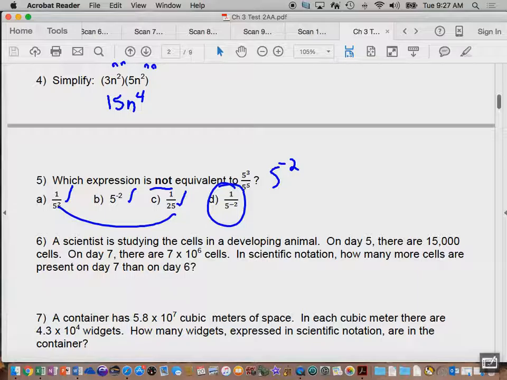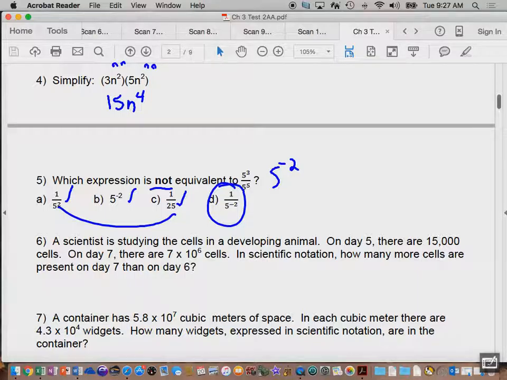A scientist is studying the cells of a developing animal. Day 5, there are 15,000 cells. On day 7, there are 7 times 10 to the 6th. How many more cells are there? Well, every time I get things like this with scientific notation, I like to switch to regular numbers. On day 5, there are 15 cells, and on day 7, there are 70 cells. How would you figure out how many more there are?